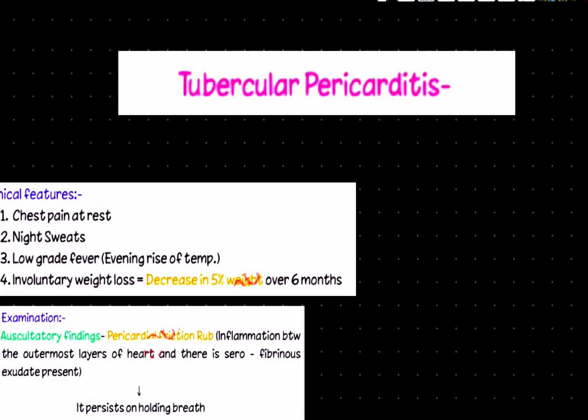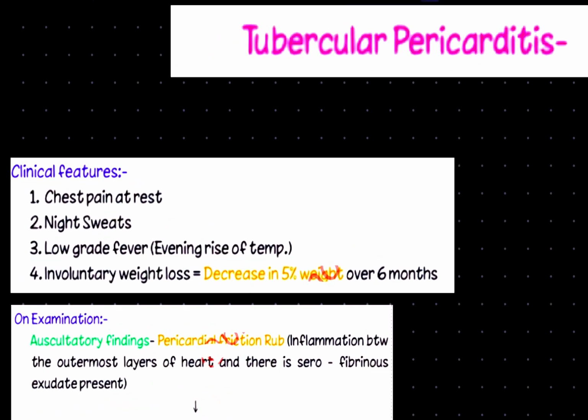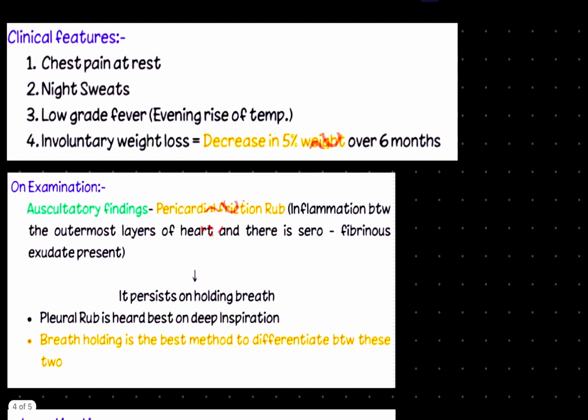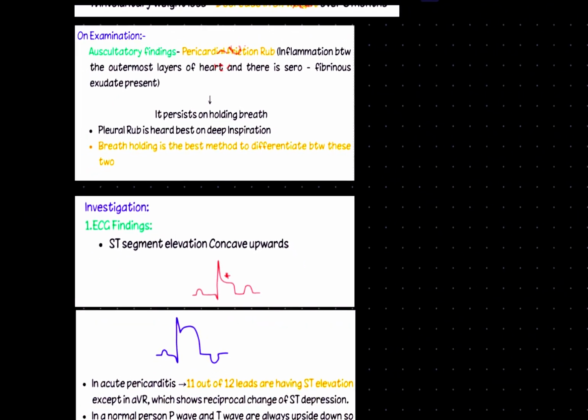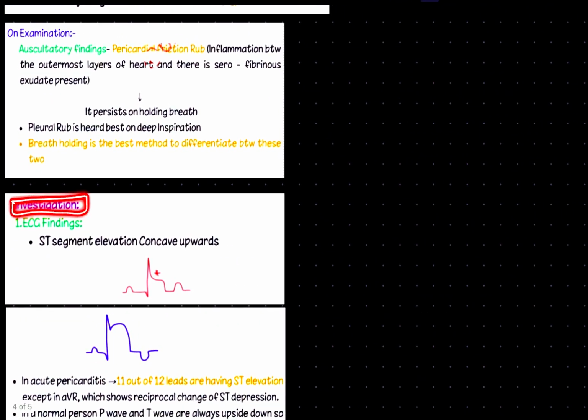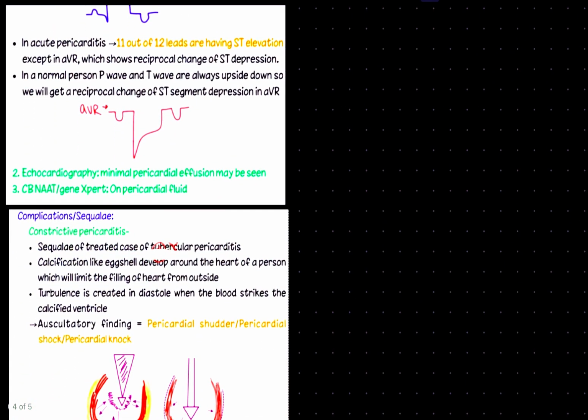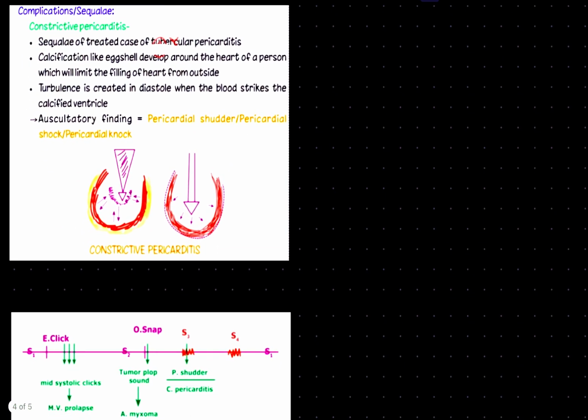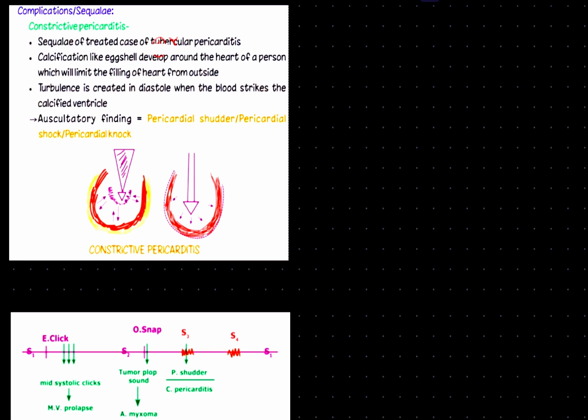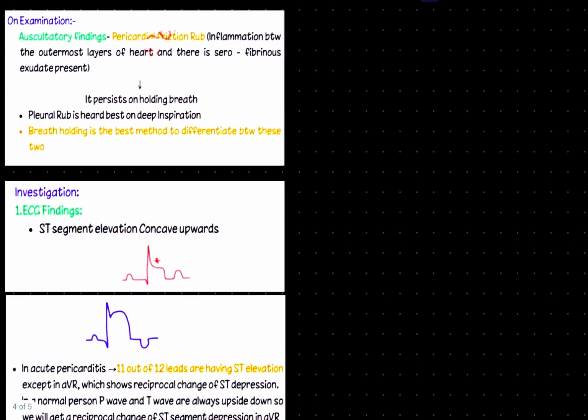The topic of discussion that we are going to have right now is about tubercular pericarditis. So in this lecture, we'll be talking about clinical features, examinations, and the different investigations that we do to find out tuberculous pericarditis. Similarly, we'll learn about complications or sequelae of this disease. And at last, we will be correlating its heart sound with other sounds also. So without delay, let's begin our discussion.